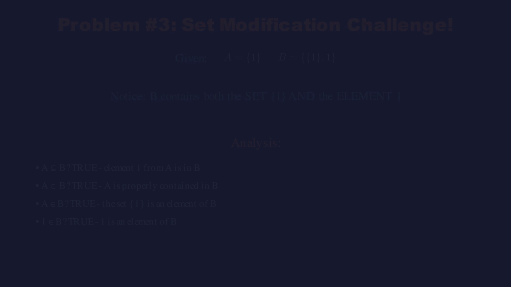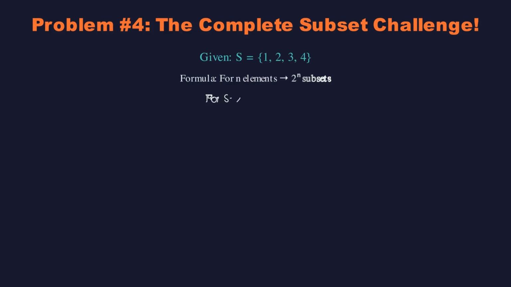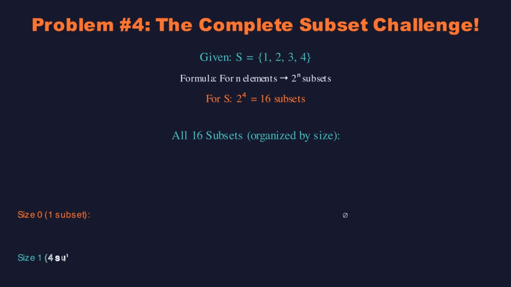Here comes the full challenge. For set S, with elements 1, 2, 3, 4, we need to find all its subsets. Remember the magic formula. For a set with n elements, there are 2 raised to the n subsets. With 4 elements, we have 2 to the 4th, which is 16 subsets.